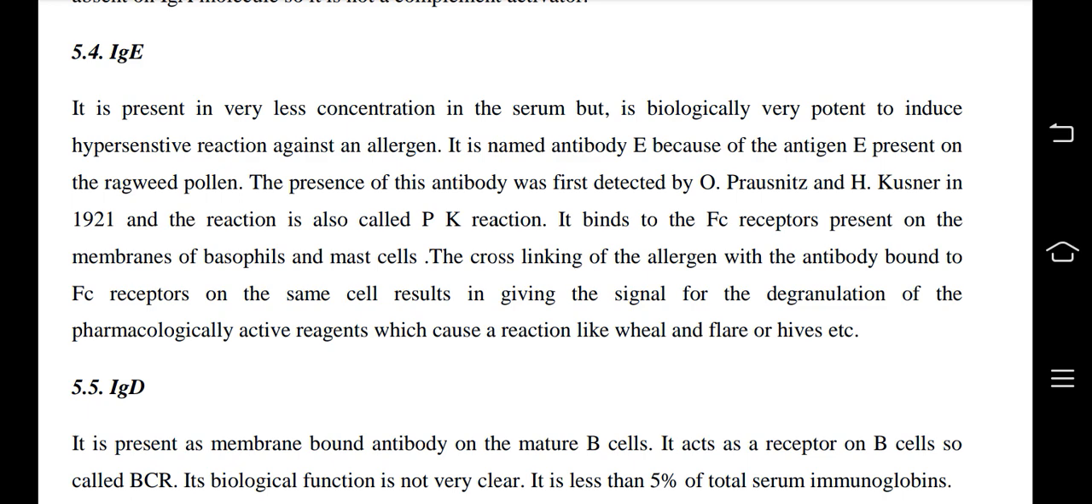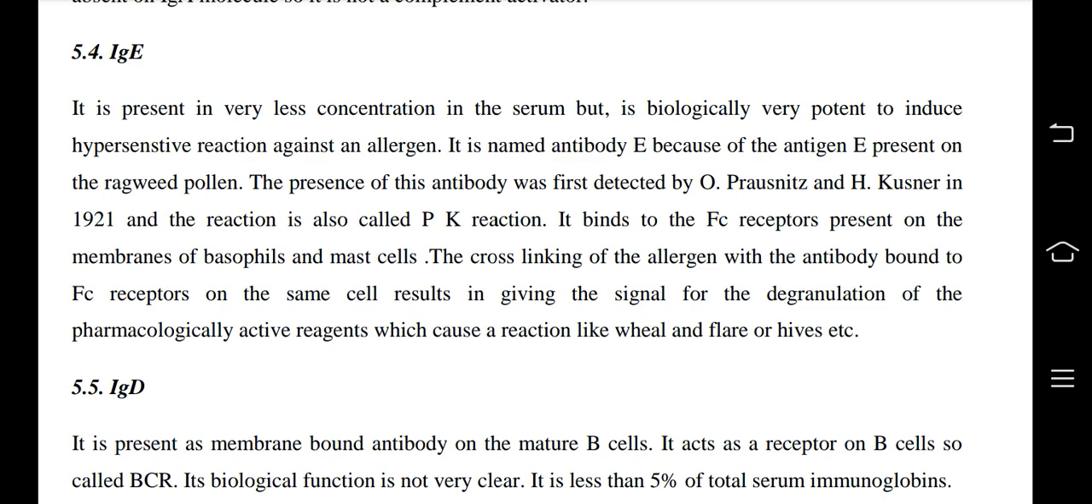It is named antibody E because of antigen E present on the ragweed pollen. The presence of this antibody was first detected by O. Prausnitz and H. Küstner in 1921, and the reaction is also called the PK reaction, wheal-and-flare reaction.